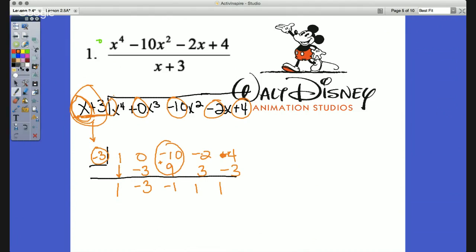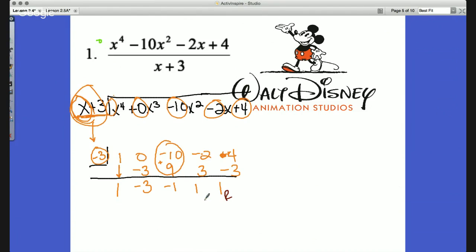So here's how this will work. Once I put these values here, I have my remainder, the number by itself, the number that goes with x, the number that goes with x squared, and the number that goes with x cubed. It always follows that order from right to left.